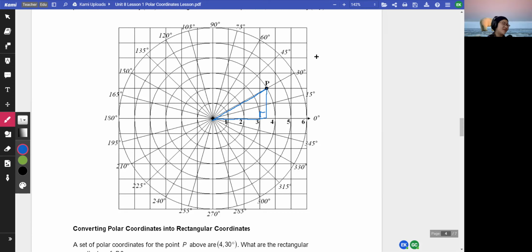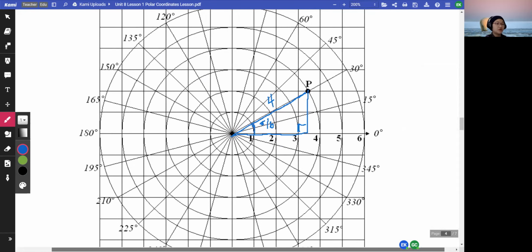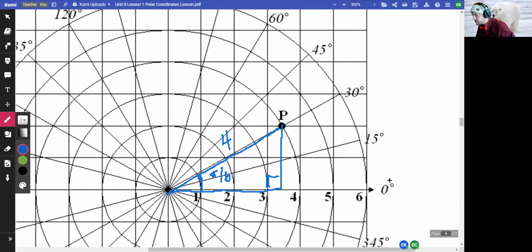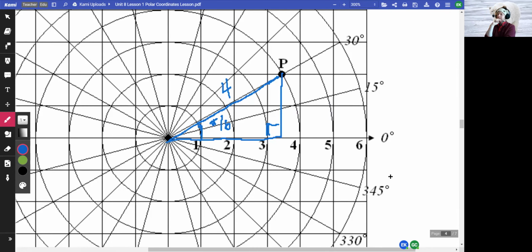All right. So let's see. What do we know about this triangle? Well, we know that the hypotenuse is going to be 4. And we know that this angle is 30 degrees, or if you translate it into radians, it's pi over 6. So now what should we do? We have a lot of trig in our pocket. So how can we use that trig to our advantage? Let's find the x and the y coordinate.